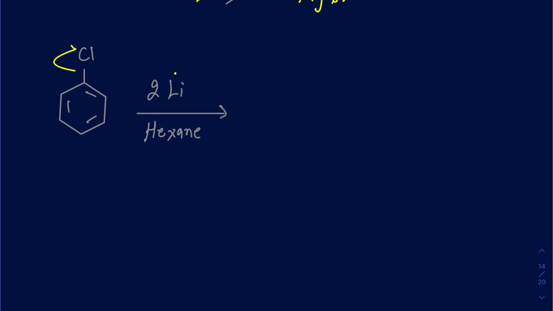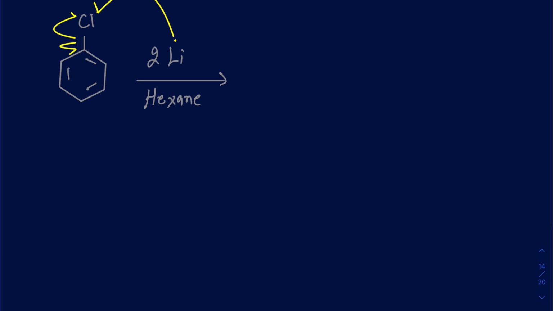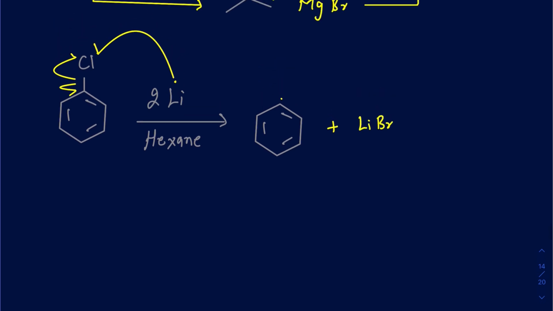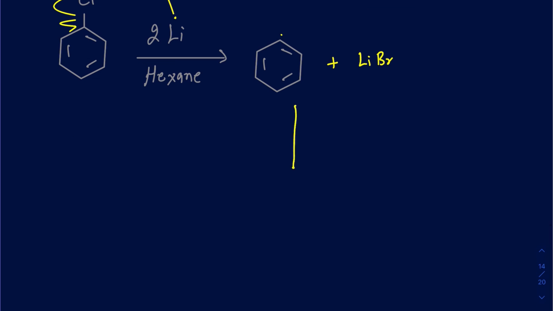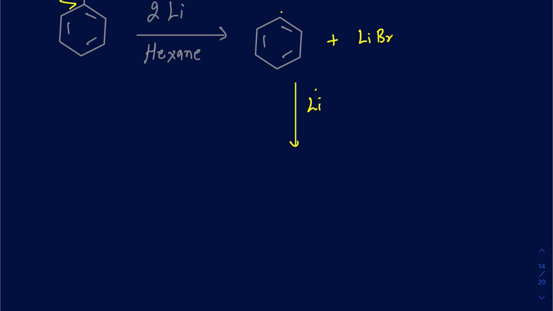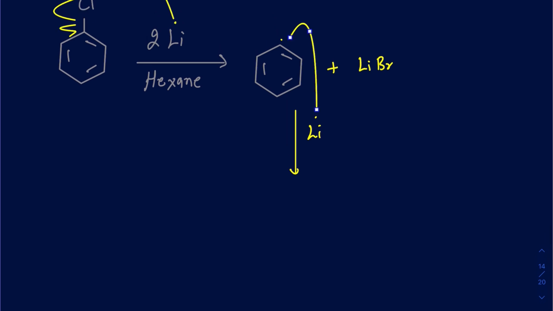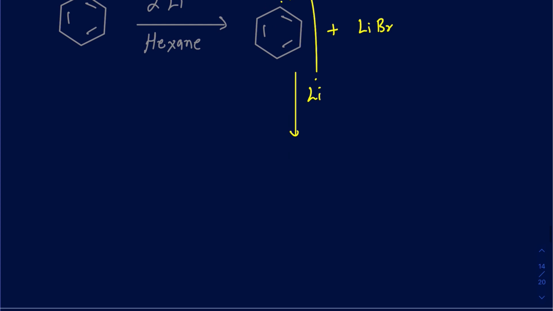So you break this and create a radical there, and then in the first step, I'm just going to go ahead and copy this down. So I'm going to have a radical there, and I have created LiBr here. And then remember, you got the second lithium there, and that second lithium electron is going to get combined with this radical that you have created, and that would make this organolithium compound.